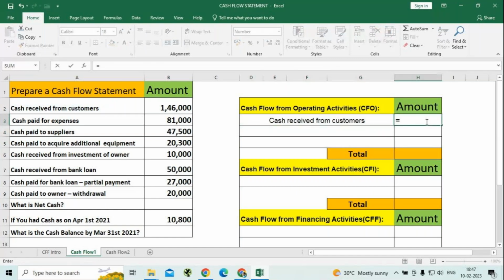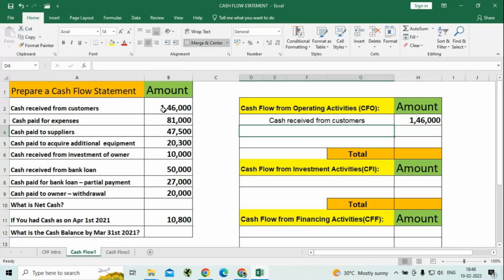So let me bring the value over here. And one more thing is, when you are going to prepare the cash flow statement, it is mandatory that you show the value in positive figure if the money is received by the business. If the money is going out of your hand, then you are supposed to show it in negative figure. Okay, so this amount was received, so we are going to show it in positive figures.